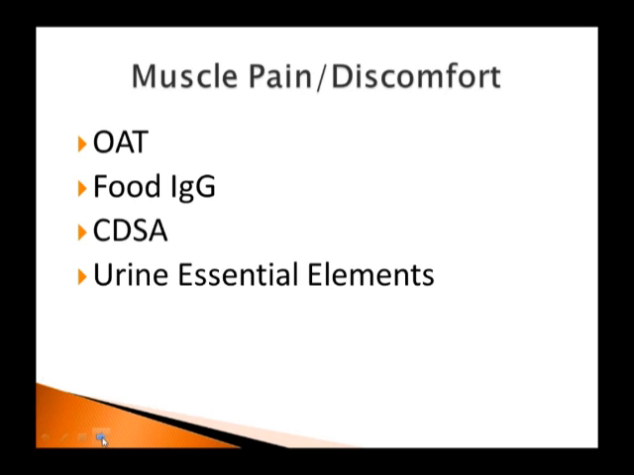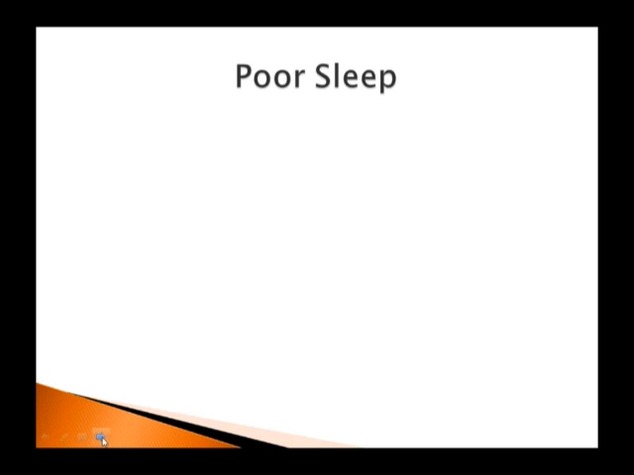Poor sleep. There are many factors to poor sleep, but from a testing standpoint, again, the organic acid test is useful. Food IgG, sometimes food reactions at night can be a trigger for poor sleep.